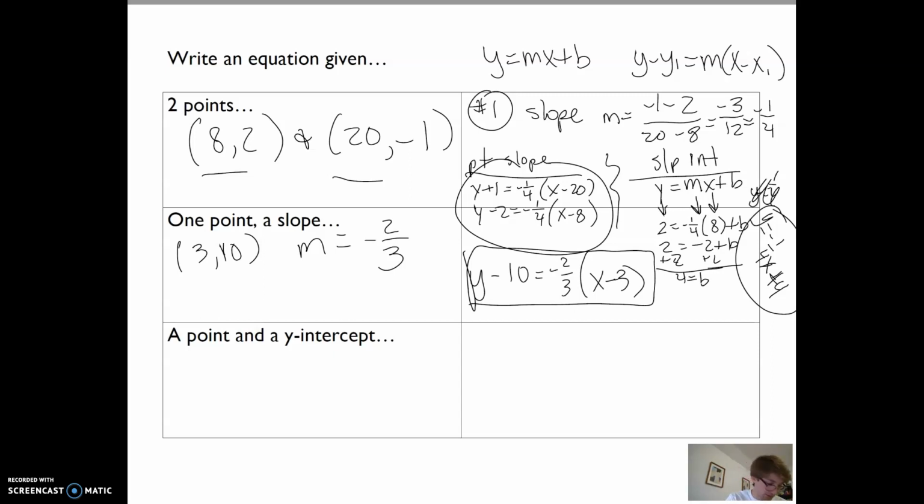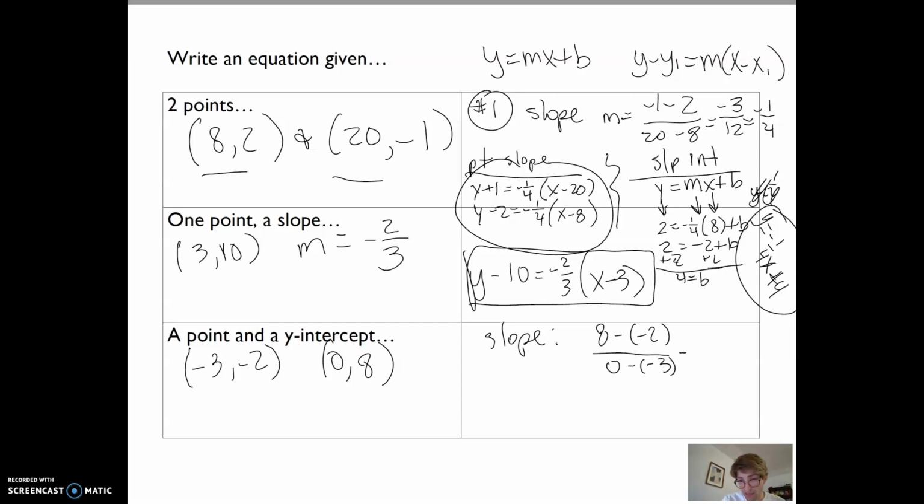Point and a y-intercept. So let's say you're given -3, -2, and 0, 8. Find the slope first. 8 minus -2 over 0 minus -3. It's 10/3. If you're given the y-intercept, you see that 0, something? That's your b value. So why don't we just jump right into slope-intercept form? y equals mx plus b, so we get y equals 10/3 x plus 8.